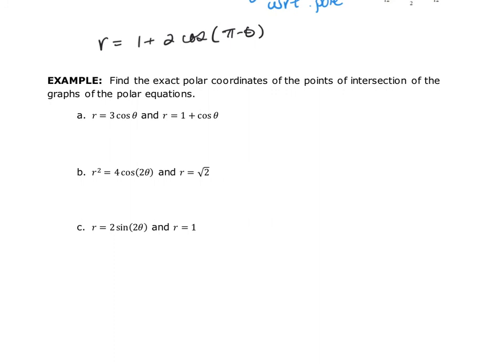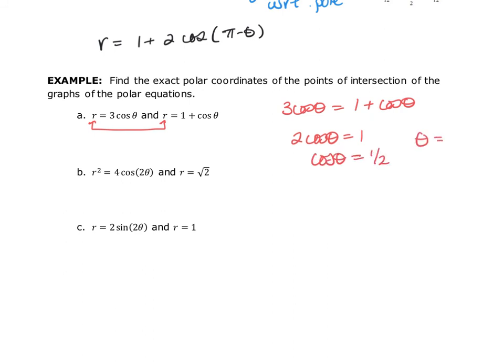Now let's do this last part, which is finding the exact intersections of the polar graphs, if they do indeed intersect. So since r is equal to r, we're going to go ahead and set these equal to each other. So 3 cosine theta is equal to 1 plus cosine theta. So I'm going to subtract cosine from both sides, and I get 2 cosine theta is equal to 1. So the cosine of theta is equal to 1/2.